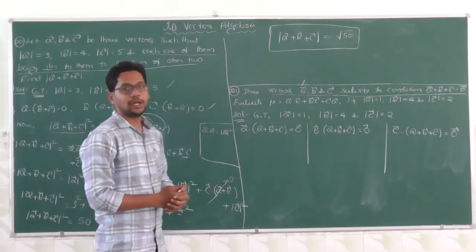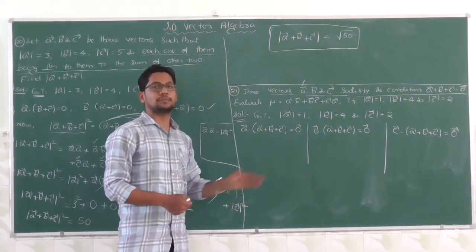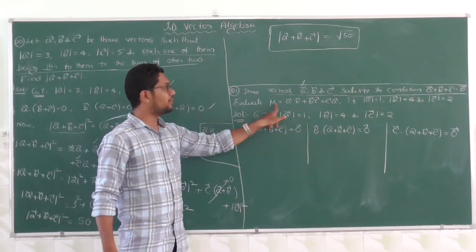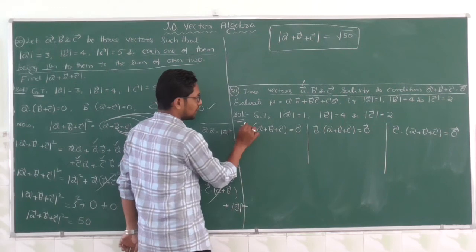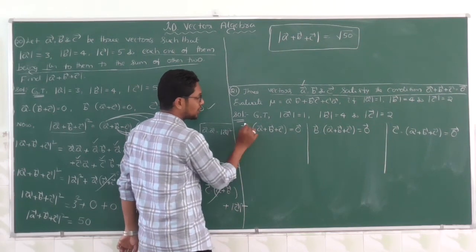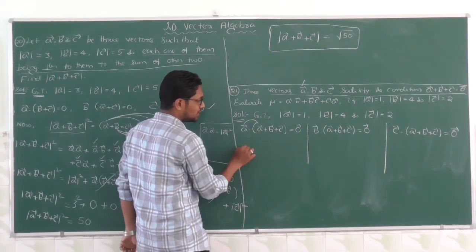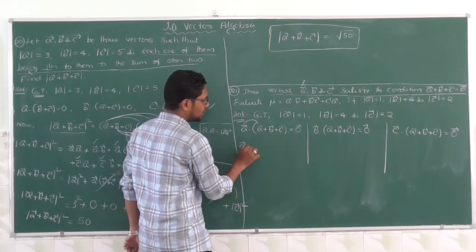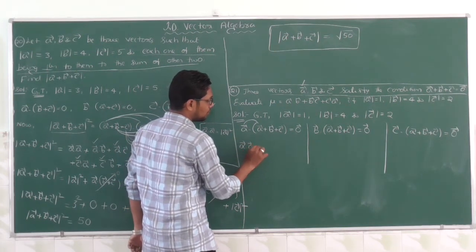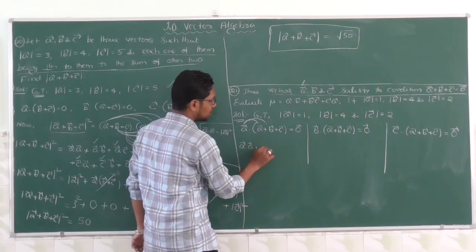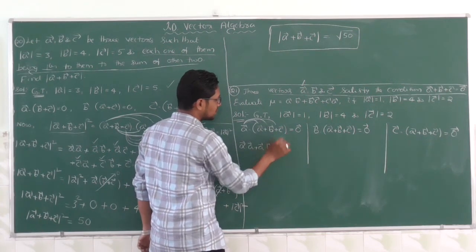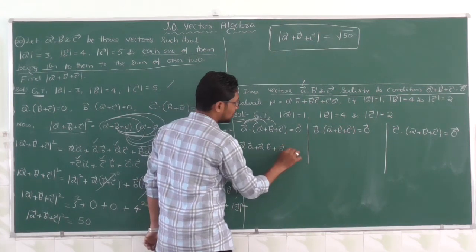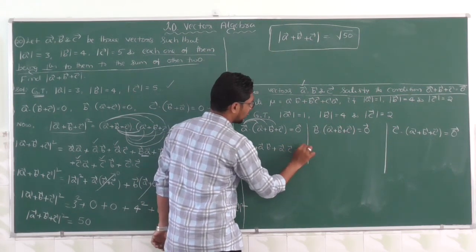These are the hints, these are the given things. By using this, we have to find the value of mu. Now, apply the dot product of these two vectors. A dot A is what? A dot A plus next A dot B plus next A dot C equals to 0 vector.